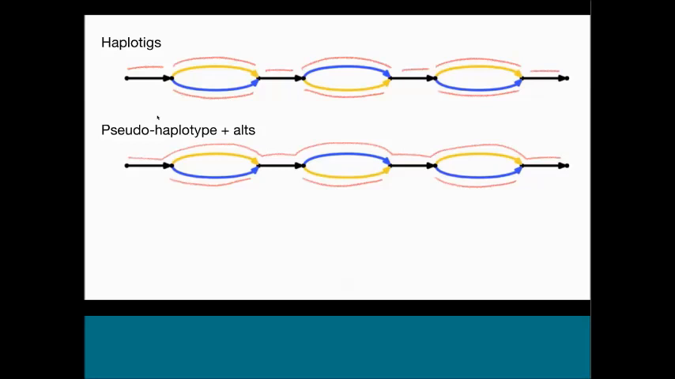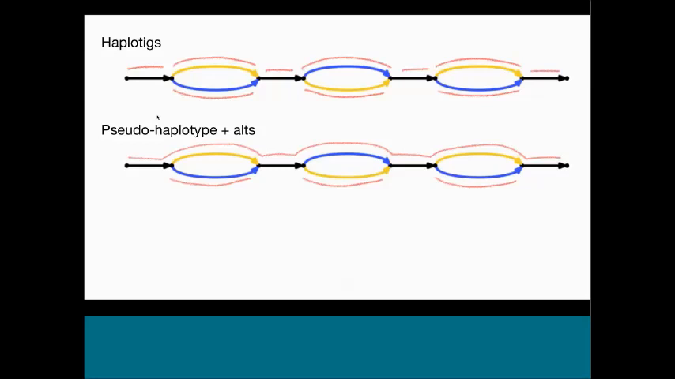A competing solution which can give you more continuity in your assembly is what assemblers like Falcon Unzip and Supernova provide, which I'll call pseudo-haplotypes. Falcon calls this the primary contig set, and these pseudo-haplotypes are sometimes provided with alts, alternate haplotigs. The idea of a pseudo-haplotype is that you can't necessarily figure out the phase between all of these bubbles, but you may want to preserve continuity for analysis purposes.